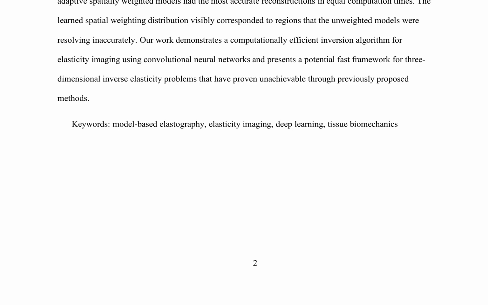This research demonstrates a computationally efficient inversion algorithm for elasticity imaging using convolutional neural networks, offering a potential fast framework for three-dimensional inverse elasticity problems that have proven unachievable through previously proposed methods. The study contributes to the advancement of model-based elastography, elasticity imaging, deep learning, and tissue biomechanics.